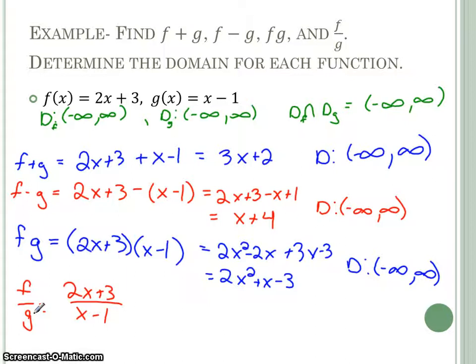So is there any value that we need to exclude here? 1. 1, exactly. So yeah, we got to worry about 1 because it would make our denominator 0. And we know bad things happen when we do that. Yeah, if we exclude 1, we're good to go. Is there another way to write that?